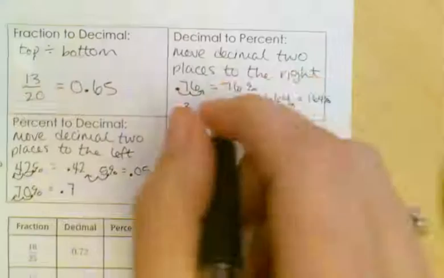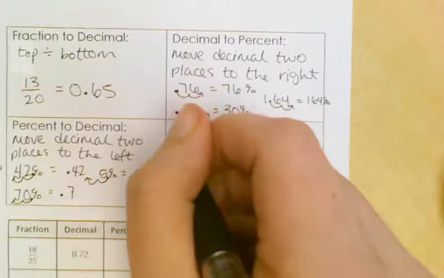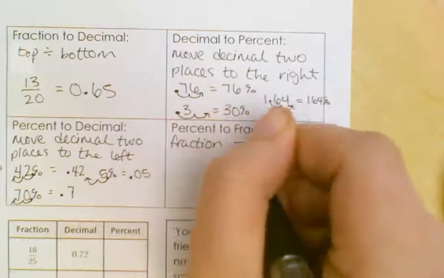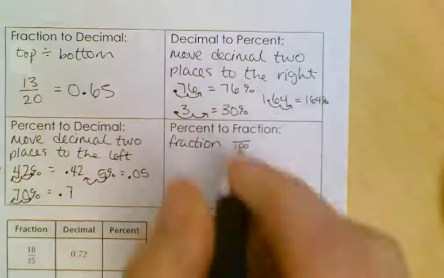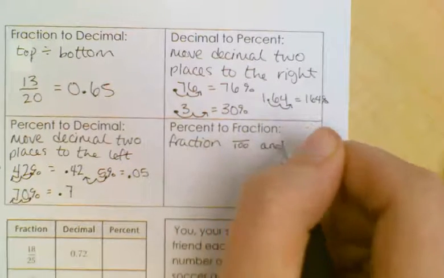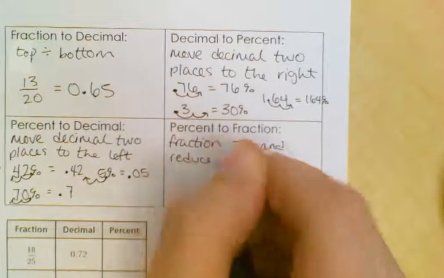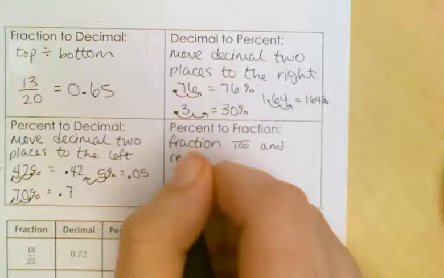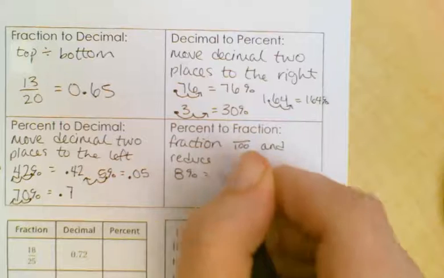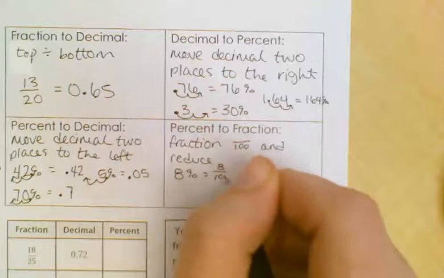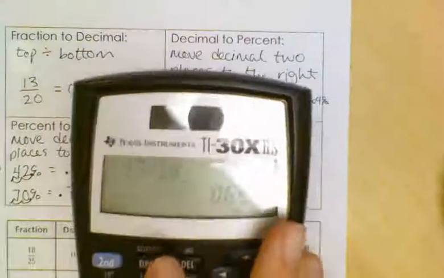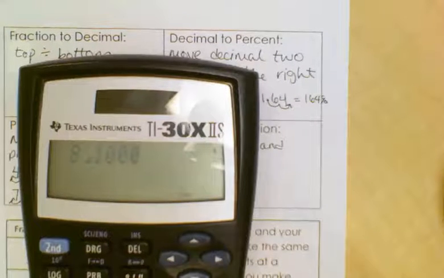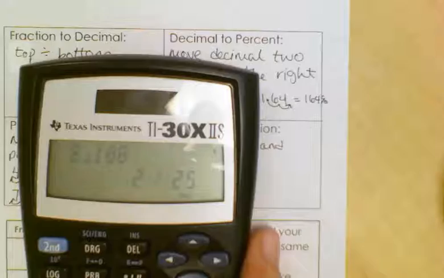Percent to a fraction, we're going to put the number over 100. And then reduce. And remember that can be done on your calculator. So if I have a number like 8%, I would put 8 over 100. I can either think in my head and know how to reduce that, or I can type in 8 ABC 100 and hit equals. I get 2/25.